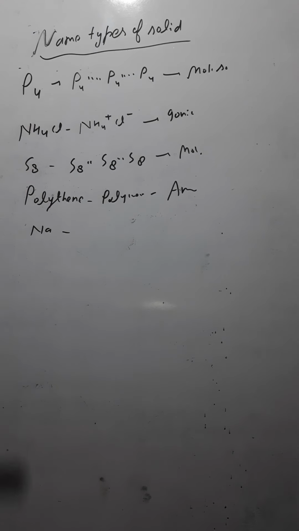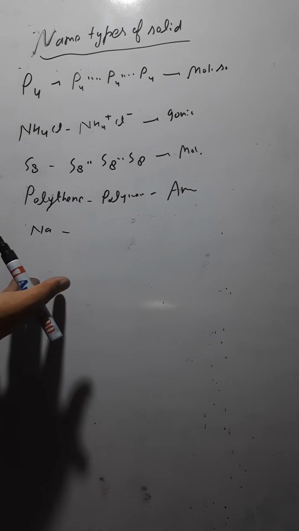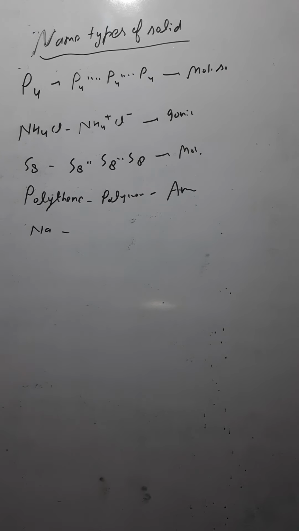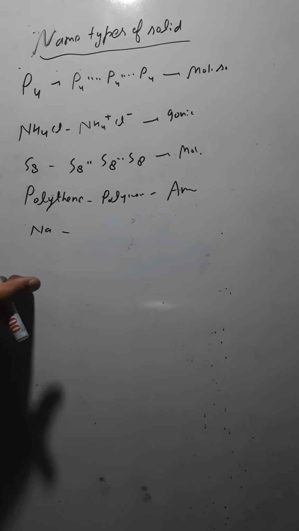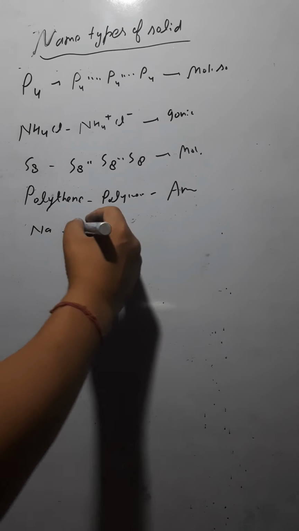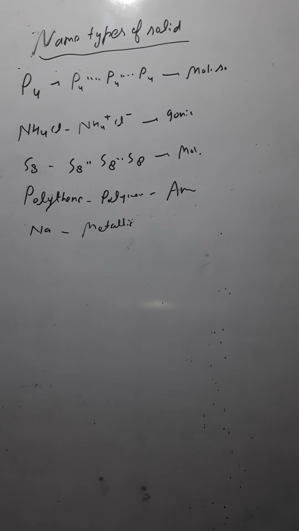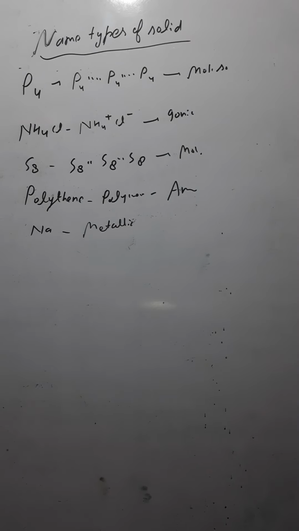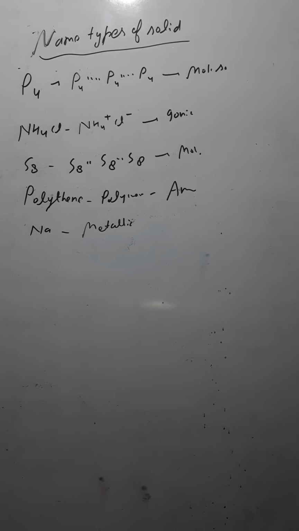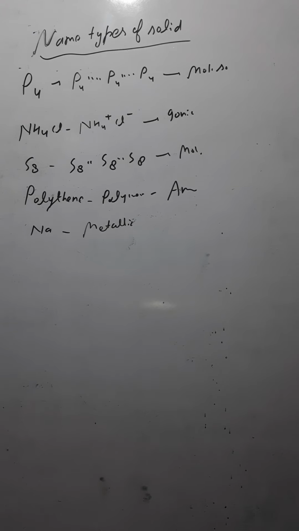Okay. Then you have sodium. Sodium is a metal, an alkali metal. So you would be calling sodium a metallic solid, isn't it? Yes. So it is an example of a metallic solid. This is how you would give the answers to these given questions. Okay, just note it down. Then after that we would be moving ahead.